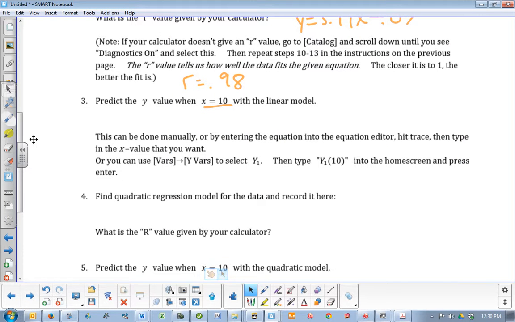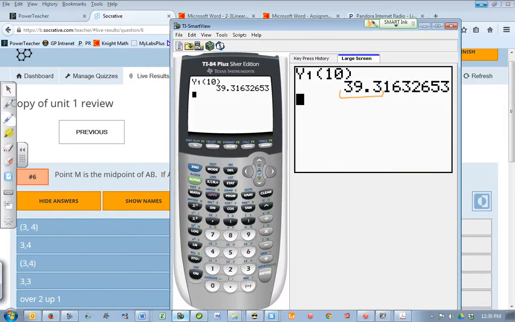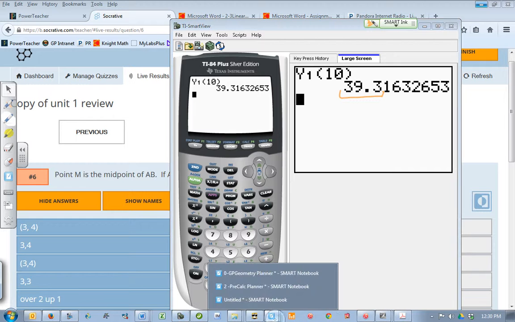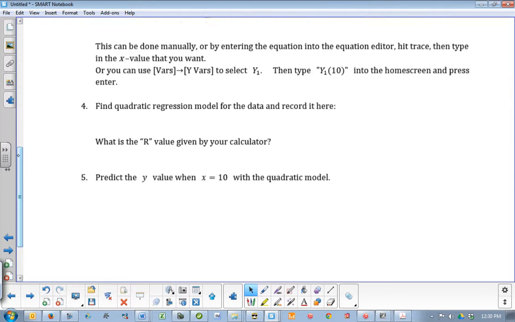So when x is 10, we got y1 of 10, or f of 10 we could say, is, and what did we say there? It is 39.3, okay? 39.3. Now, sometimes data fits a line, but sometimes we need a quadratic equation.